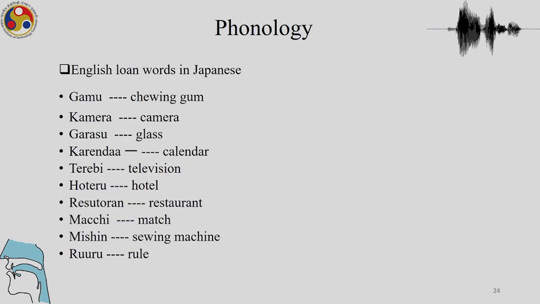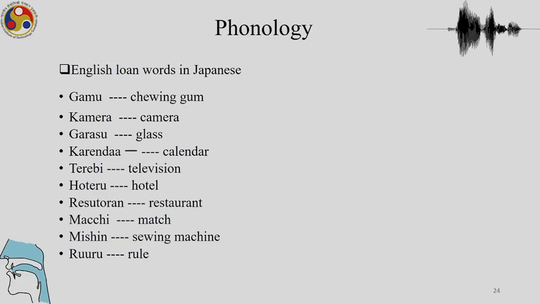Also, in phonology we can understand in greater detail why some changes happen in languages when words are borrowed from one language to another. Suppose we take these Japanese examples, very simple ones. If we take the example of chewing gum, which is called gamu, or camera, which remains camera, but once we move to glass, we see a massive change there.